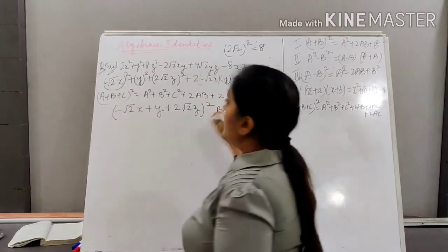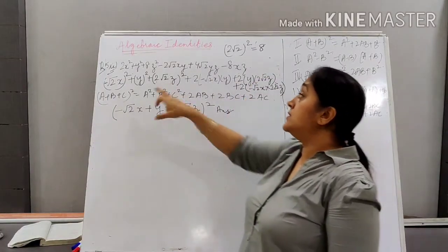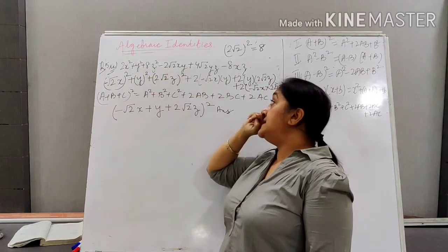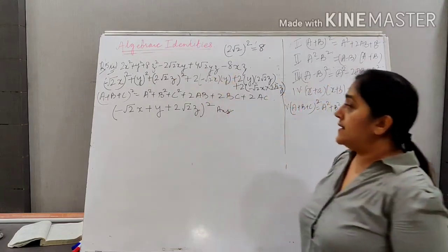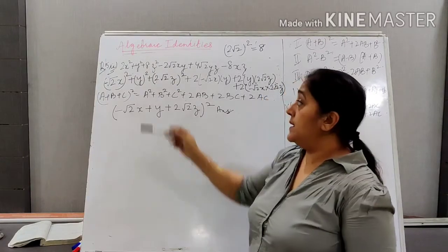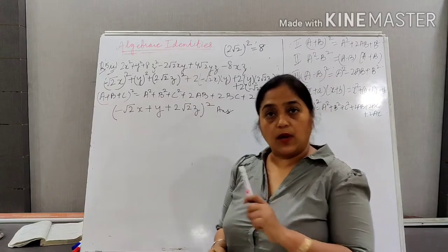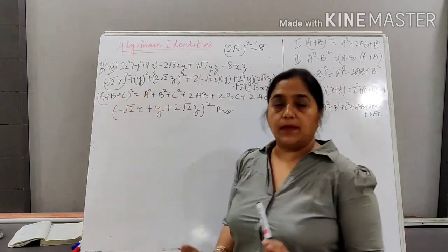I repeat this question. This is a special question, that is why I have taken it up. It was 2x square plus y square plus 8z square minus 2 root 2xy plus 4 root 2yz minus 8xz. The terms were 6, so I could make out it is (a plus b plus c) whole square. The first thing was this only, you have to count the number of terms. Number of terms were 6, so it was (a plus b plus c) whole square.